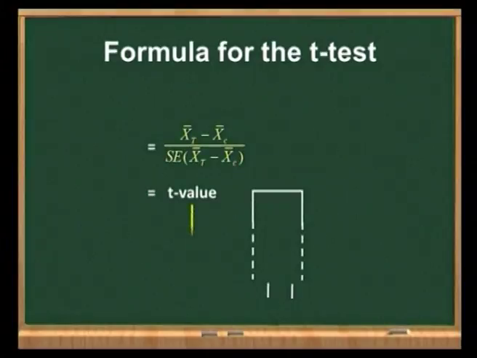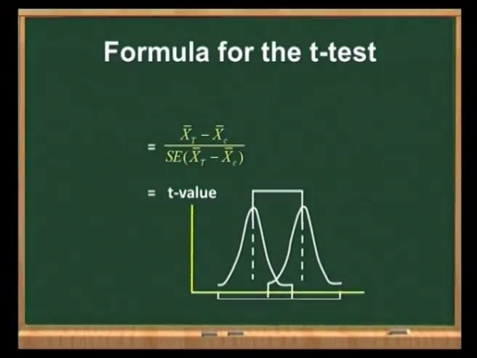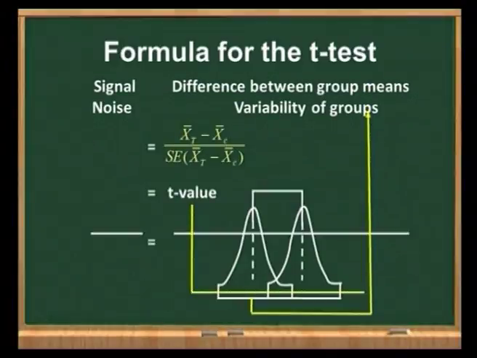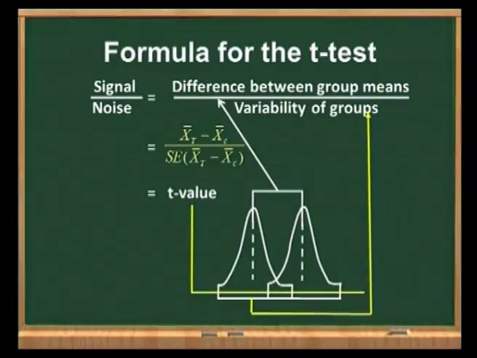Figure 3 shows the formula for the t-test and how the numerator and denominator are related to the distributions. That is, the difference between group means divided by the variability of groups: t equals the mean of T minus the mean of C, divided by the standard error of the mean of T minus the mean of C.